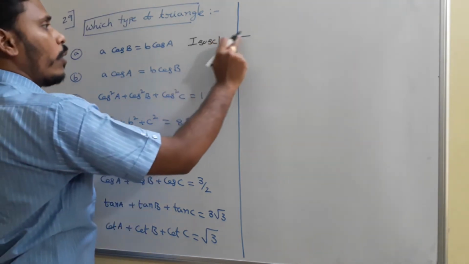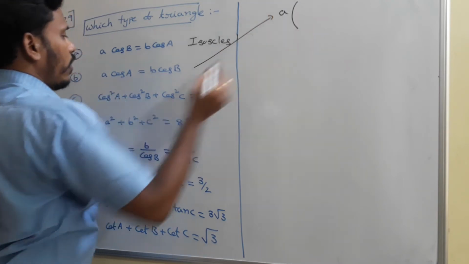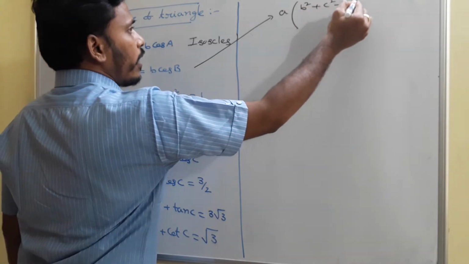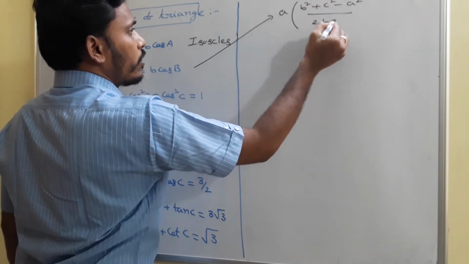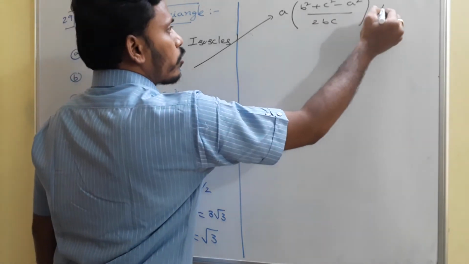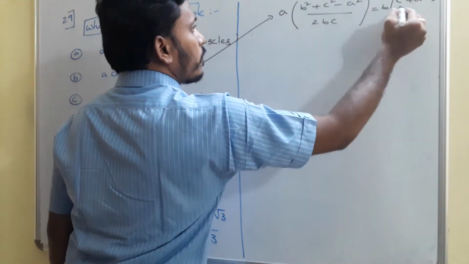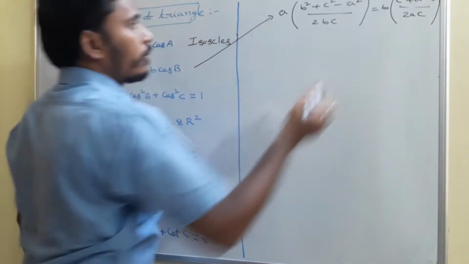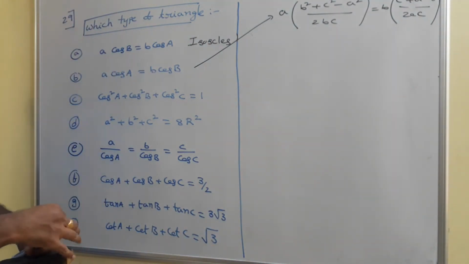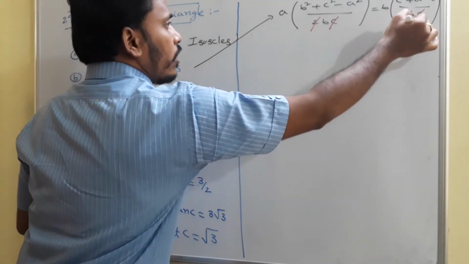First problem is okay, and now we are thinking about the second problem. A cos A is equals to B cos B. A into cos A, from the cosine rule, cos A is (B square plus C square minus A square) by 2BC. And B cos B is B into cos B. Cos B is (C square plus A square minus B square) by 2AC. Now, just look there. In the denominator, the 2C term will get cancelled.